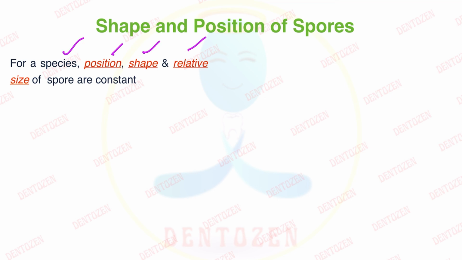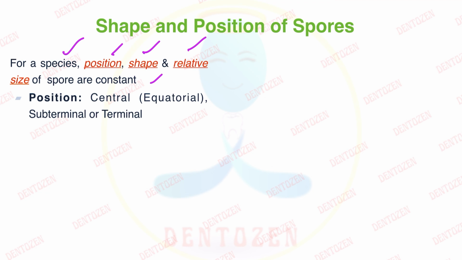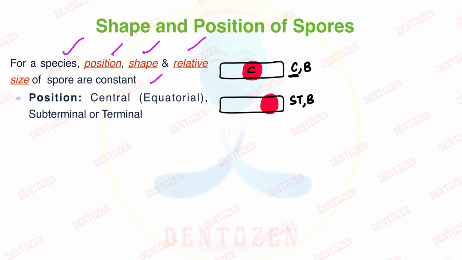So let's see what can be the different positions of the spore. So let's see, this is a bacterial cell, the black one. Within it, the red one is the spore. So it may be located in the center of the bacterial cell. So this is called central, or it may be located in the subterminal position, that is just near the terminal, just near the end, that is called subterminal, or it may be located at the end or the terminal, and then it is called terminal position.